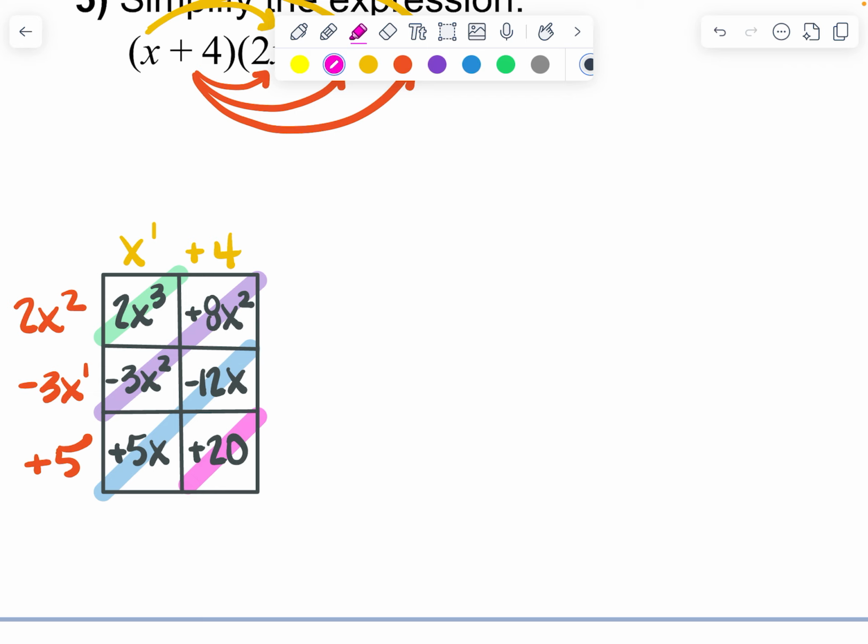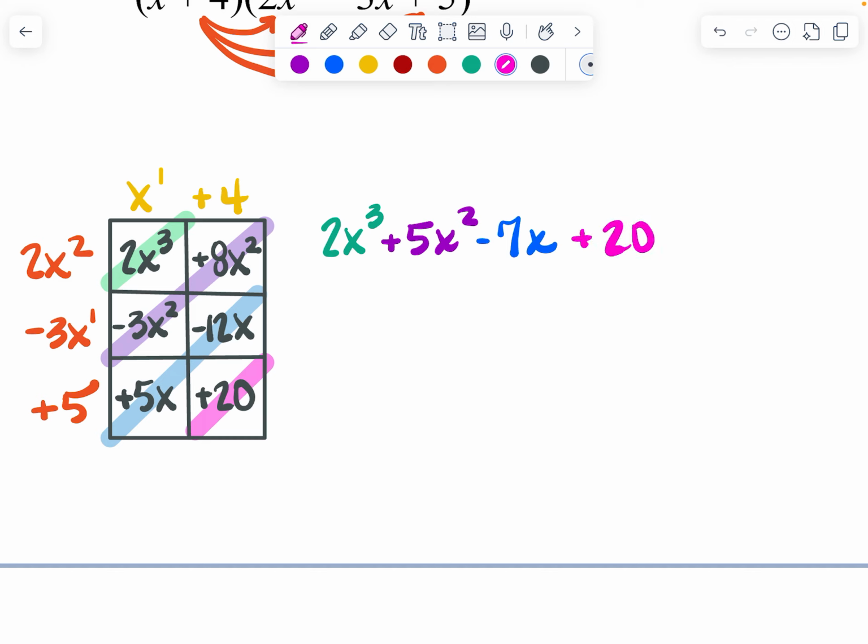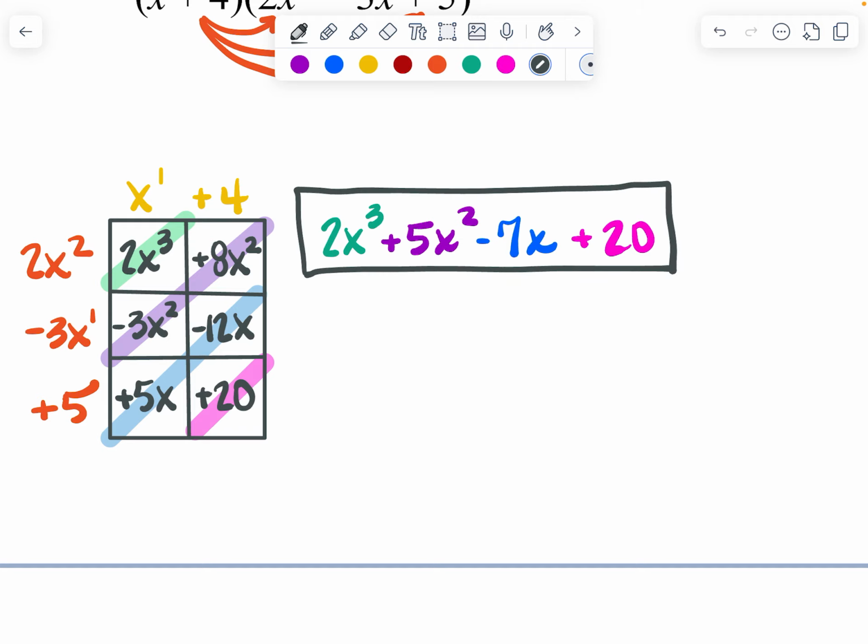So I really like the box method because it double checks to make sure that you got your x cubes and x squares and x's and everything all correct, and you didn't accidentally miss an exponent anywhere. All right, with that being said, I'm going to write down my answer. So 2x cubed, I'm going to try to color code it here. And then if I combine my purples, negative 3x squareds and 8x squareds gives me positive 5x squareds when I combine like terms. And then my blue guys, 5x's and negative 12x's makes negative 7x's. And then, of course, our plus 20. And that is our final answer.